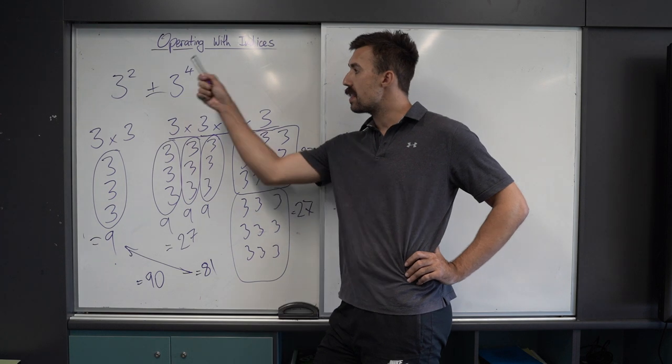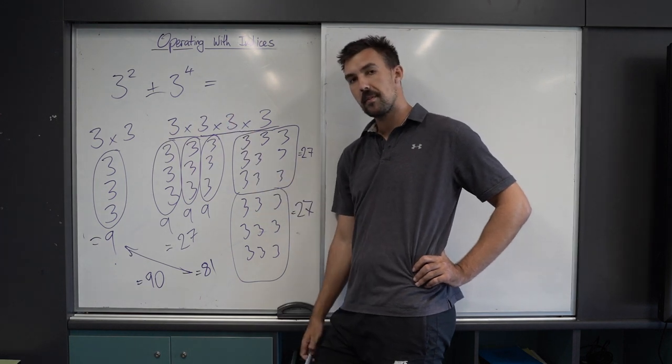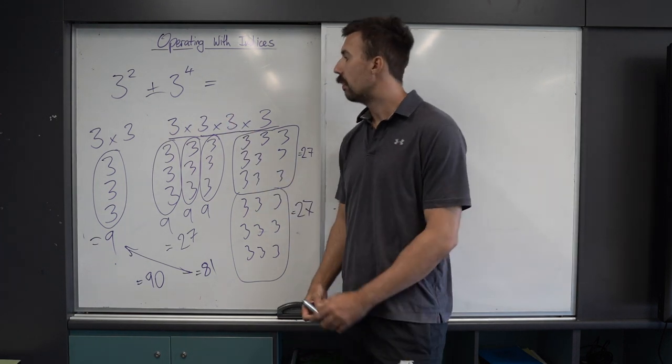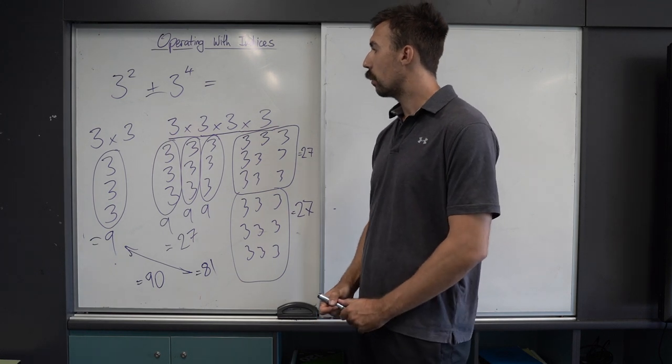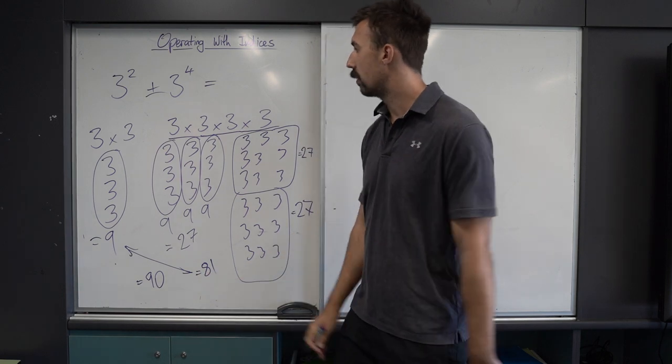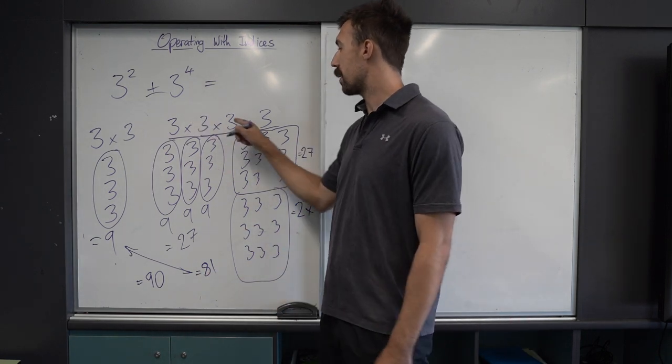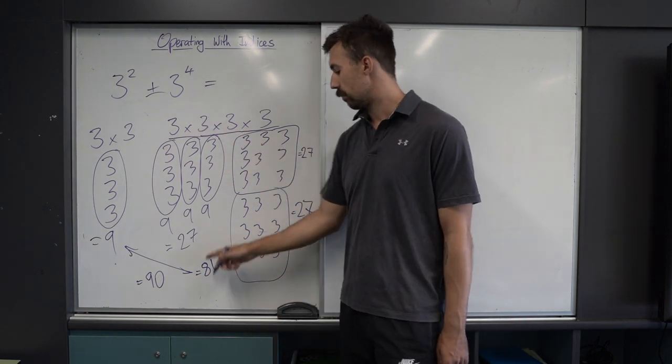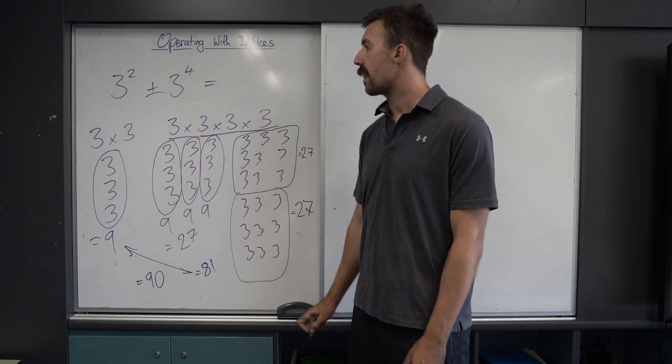So we use indices to simplify it, okay, to make it smaller. And then all we had to do was go 3 to the power of 2, 3 times 3, 9. 3 to the power of 4, 3 times 3 times 3 times 3, 27, 81. And then add them together.